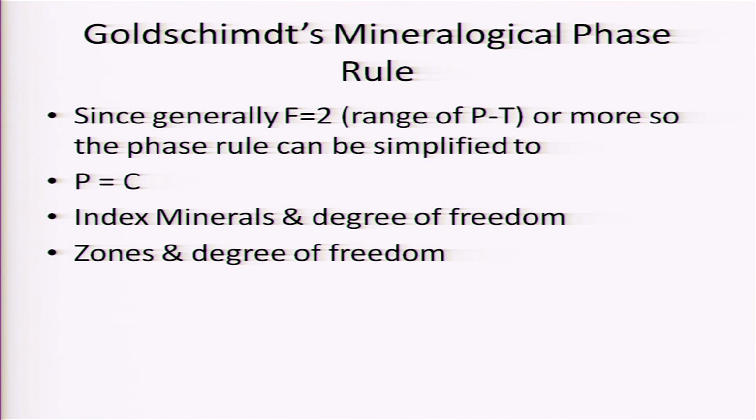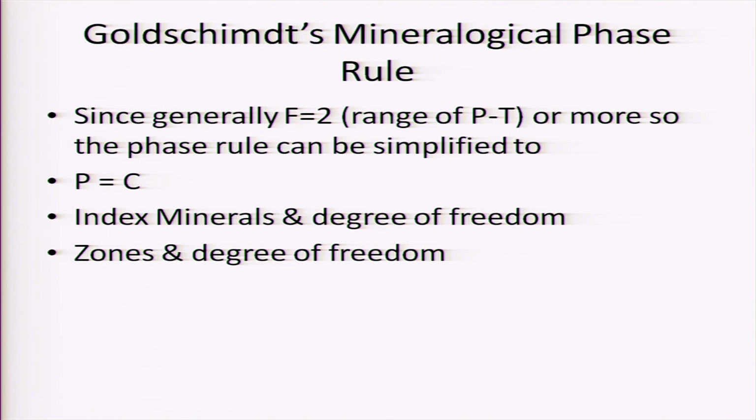When we look at triangular areas like this in the AFM diagram and also in other compatibility or phase diagrams, the relationship of number of phases equal to number of components is defined. Now, that relationship of number of components and number of phases is for a degree of freedom of 2, that is, for a range of pressure and temperature. So, when P is equal to C, the number of phases equal to the number of components, it is also known as Goldschmidt's mineralogical phase rule.